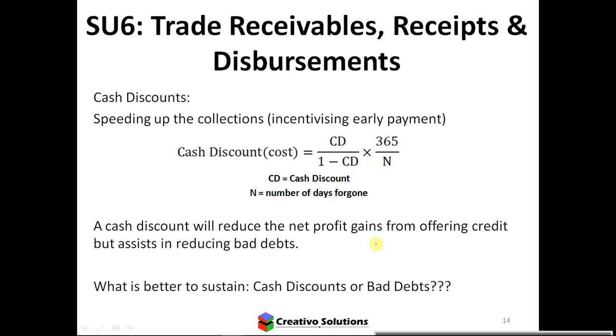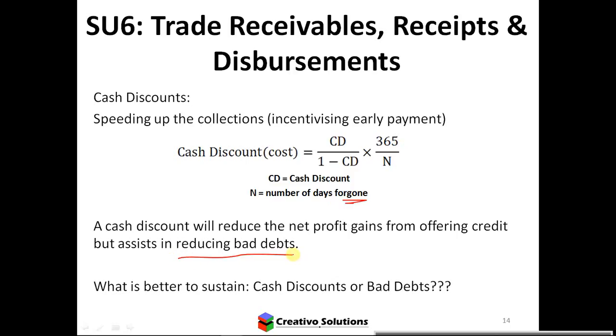Alright guys, the last bit here in terms of a calculation is the cash discount. You do need to be familiar with how to calculate a discount, especially the cost of foregoing a discount. If I'm looking at speeding up collections, what am I going to be doing? I'm going to be incentivizing early payments. I, as the supplier of credit, would want customers to pay earlier rather than later. This particular formula works out the cost of giving up the cash discount. CD stands for the cash discount, N is the number of days foregone. A cash discount will reduce the net profit or gains from offering credit but assists in reducing bad debt.